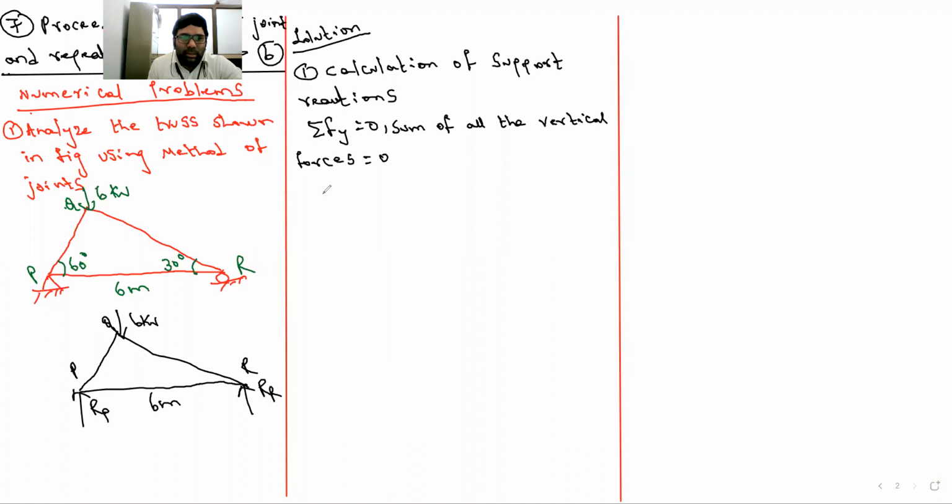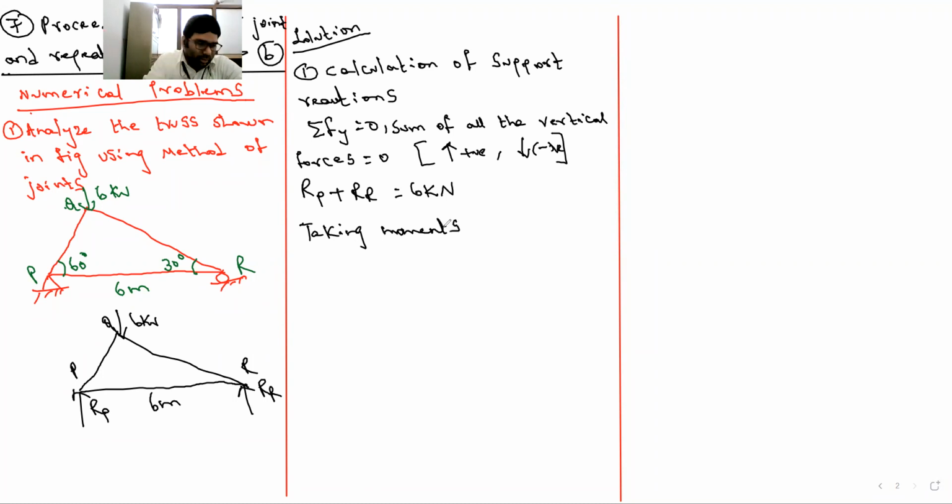Now, what does that mean? Rp plus Rr is equal to 6 kilonewton. And what is the sign convention? Upward positive, downward negative. So Rp plus Rr is equal to 6 kilonewton.